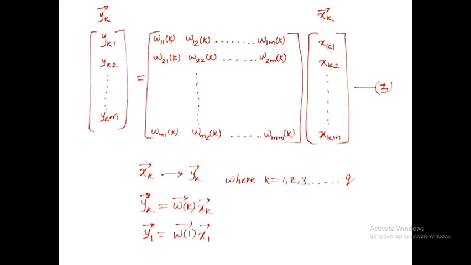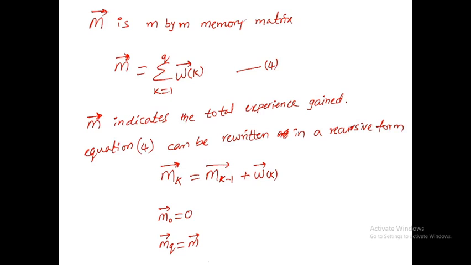This is the kth pattern equation, equation 3. Likewise, k can vary from 1 to q, which means you will have q number of such equations similar to equation 3. So there are q number of m by m connection link weight matrices, because k can vary from 1 to q, right? In mk is equal to mk minus 1 plus w of k, w of k represents the present pattern connection link weight matrix.